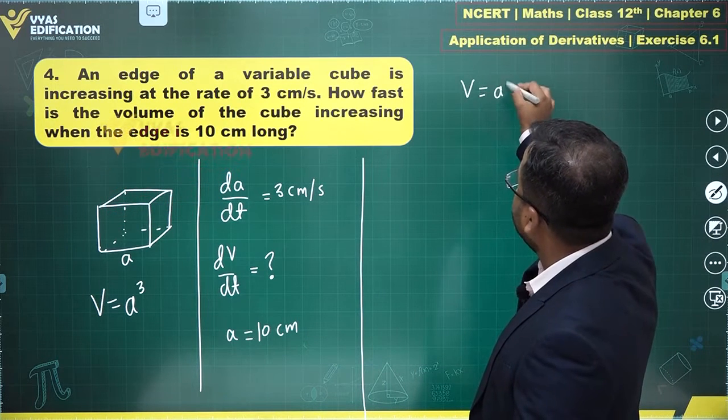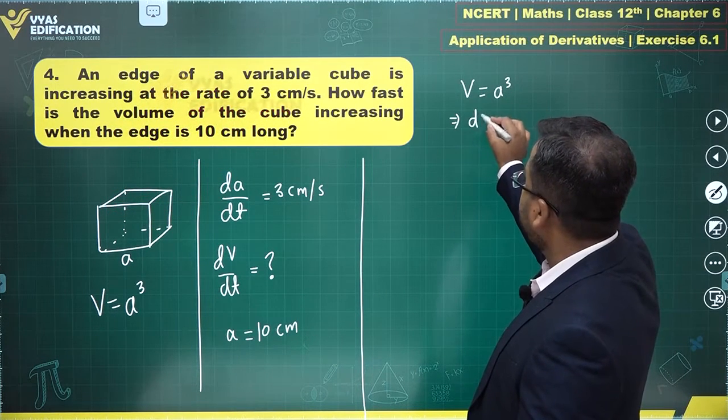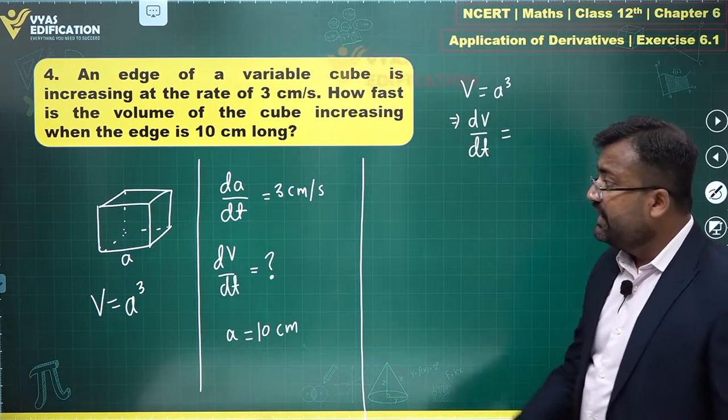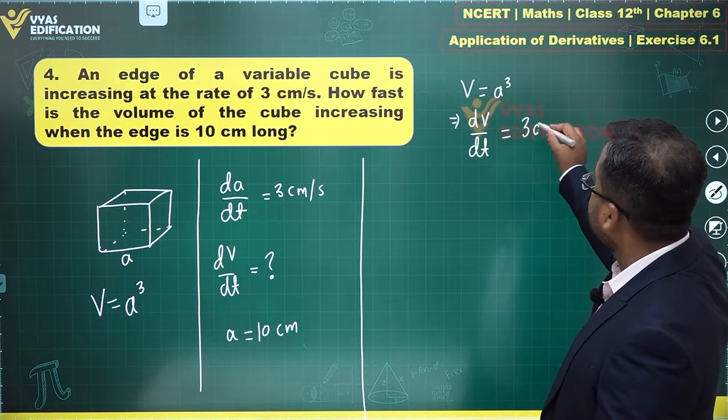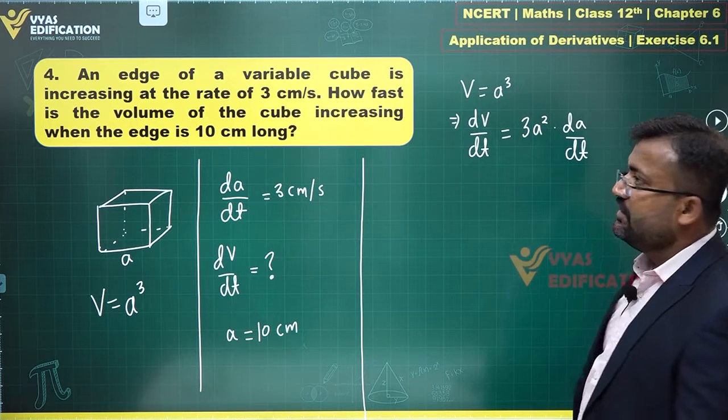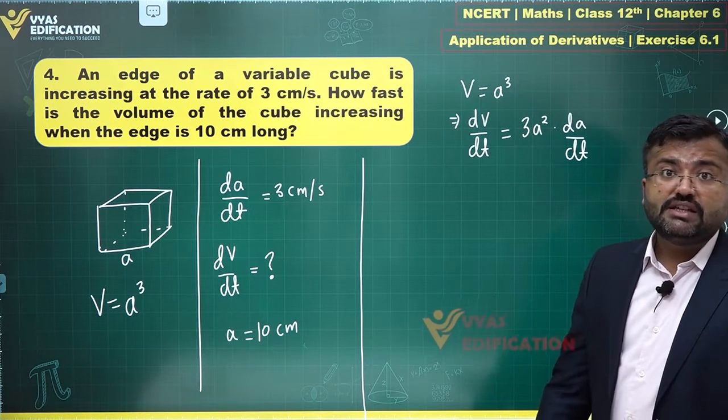V equals A power 3. So dV by dt will be equal to what? dV by dt will be 3a square, and applying the chain rule, this will be times dA by dt. This is what you'll get. Pretty simple.